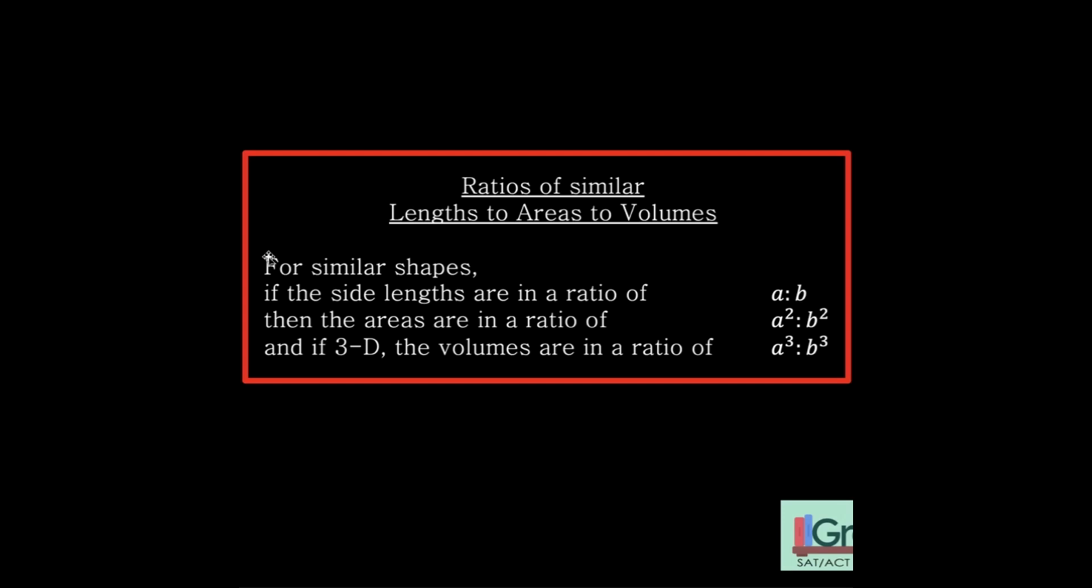Here's an explanation. If you have two similar shapes, and if the side lengths are in a ratio of A to B, then the areas will be in a ratio of A squared to B squared. If by some chance we're talking about a 3D shape, then the volumes will be in a ratio of A cubed to B cubed. And this is all over the recent SAT.